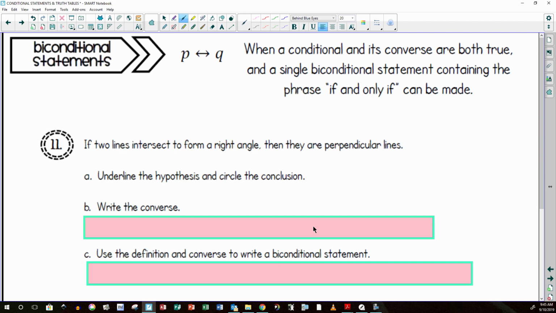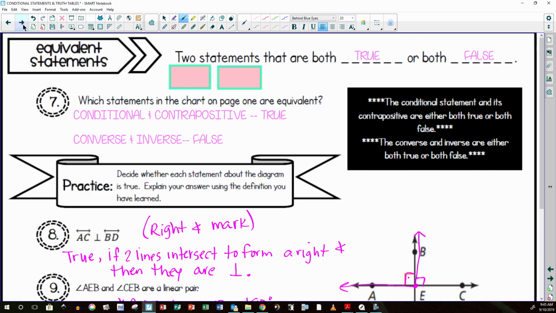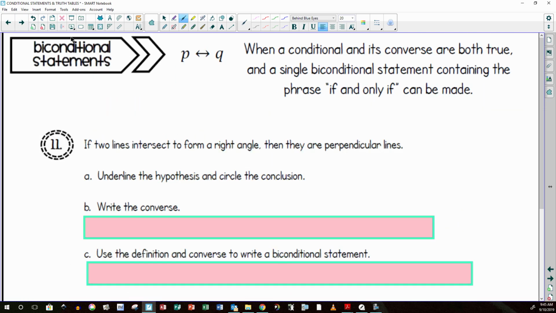Biconditional statements is when your conditional and converse are both true. So like if we were to go back to here, the conditional was true, but the converse was false. This is not a biconditional because they would both have to be true. So when they're both true, then that makes all of them true. And instead of saying two separate statements, you just say a single statement and you use if and only if. And it's denoted with P, arrow back and forth, Q, meaning if I go this way, it's true, and if I read it this way, it's true.